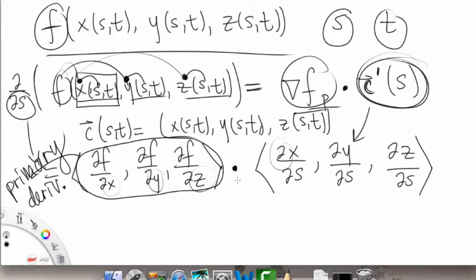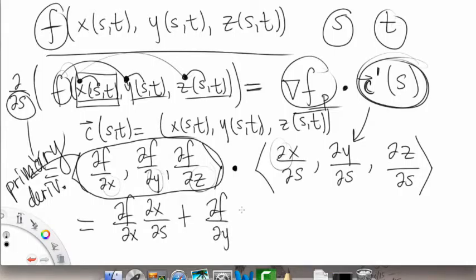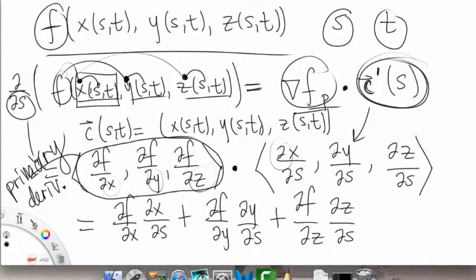Anyway, when you take the dot product, this is what we'll end up with: partial f, partial x, partial x, partial s. And then we're going to add that to partial f, partial y, partial y, partial s. And the last term, partial f, partial z, and partial z, partial s. Okay? So that's basically it. That is the chain rule.